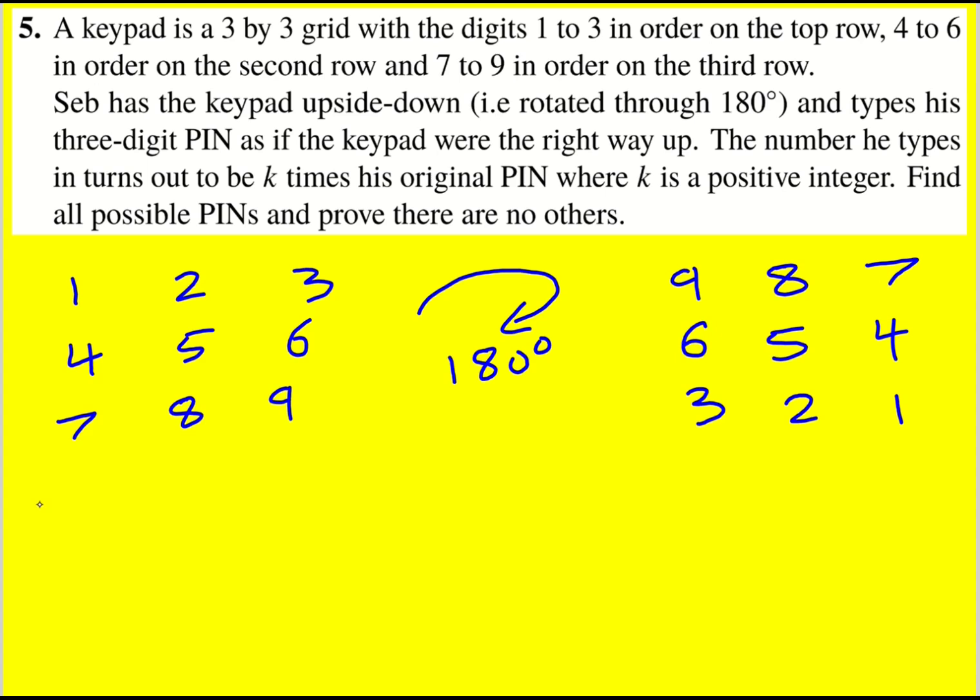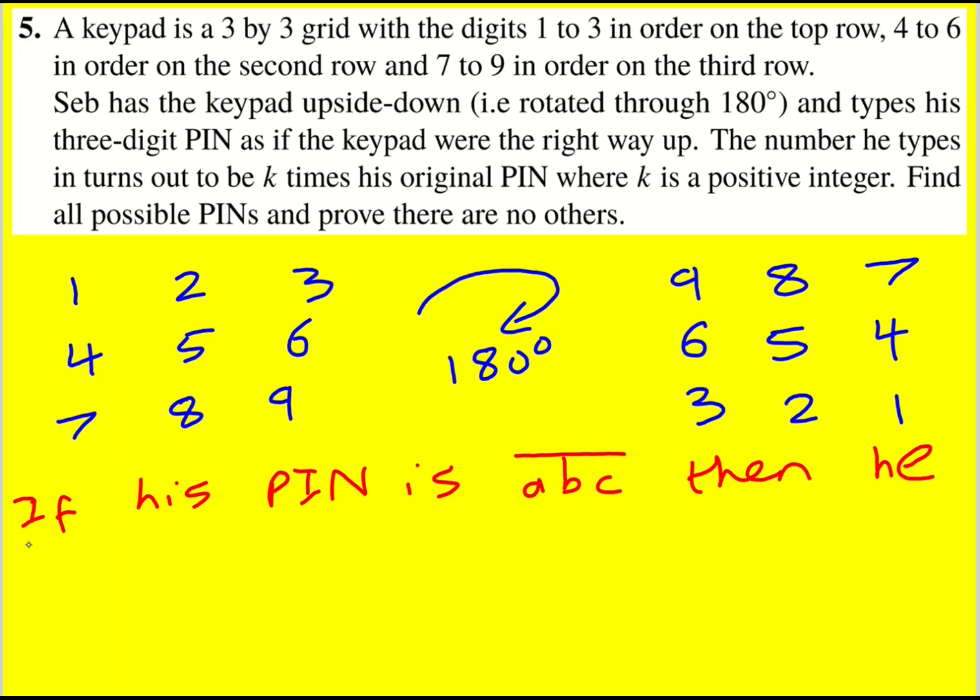So let's say his PIN is A, B, C, where this is written as a 3-digit integer number, actually question 1 uses the same notation, then what does he actually type?